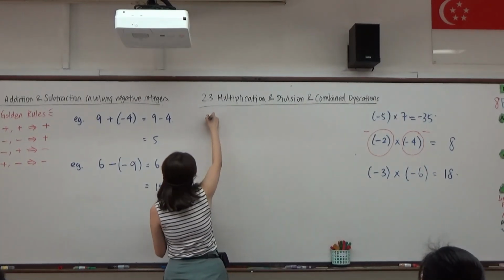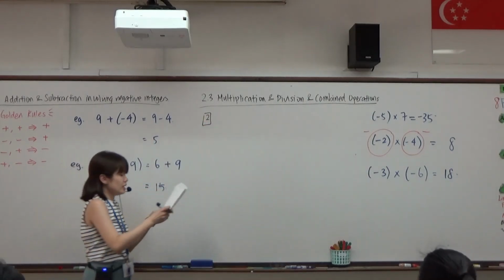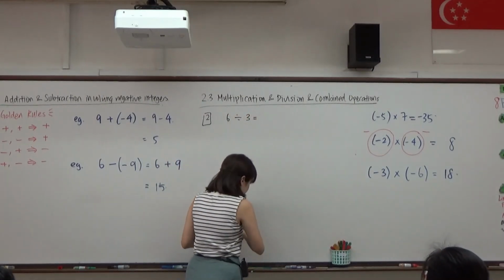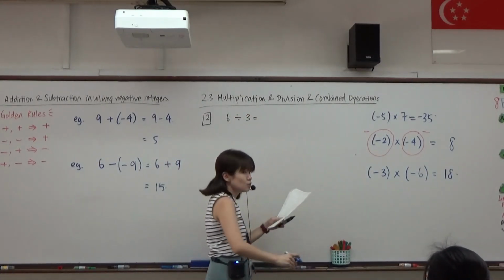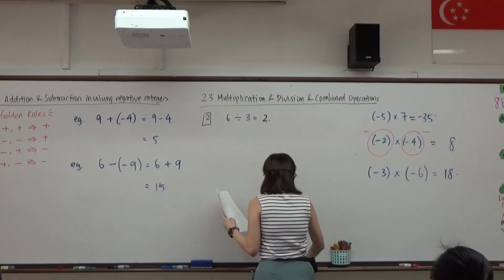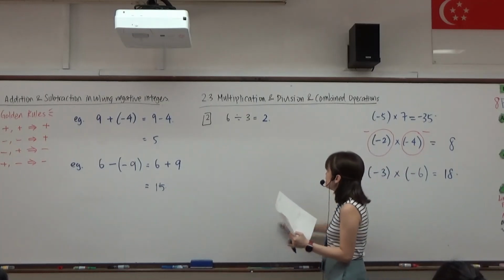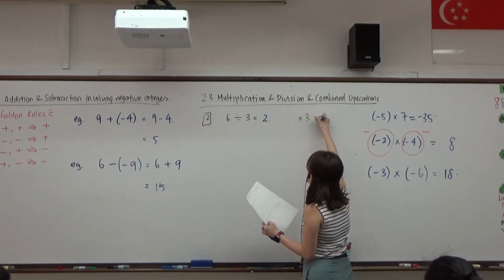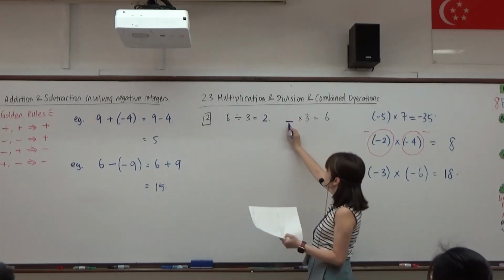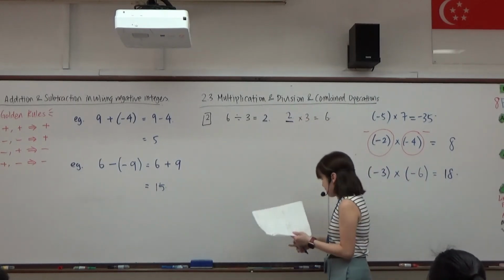Division is the opposite of multiplication, agree? So 6 divided by 3, what's the answer? 2. You should know this at the back of the head. And we know that we get 2 by thinking about it as though we are trying to find the number that times 3 becomes 6. We know that it is 2.